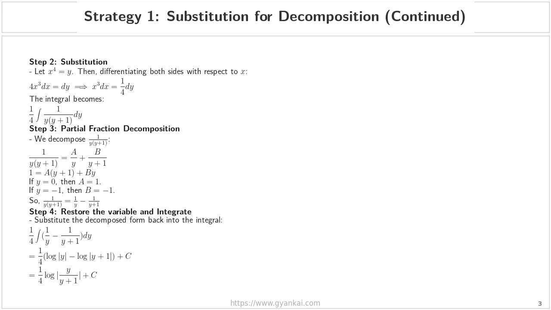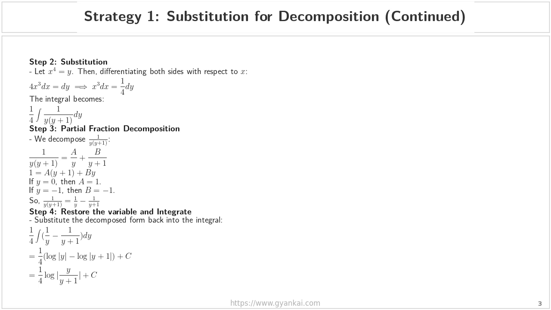Finally, step 4. Restore the variable and integrate. Now that we've decomposed the fraction, we can substitute it back into our integral and integrate. So, we have 1/4 integral of 1 over y minus 1 over y plus 1, with respect to y. The integral of 1 over y is the natural logarithm of the absolute value of y, and the integral of 1 over y plus 1 is the natural logarithm of the absolute value of y plus 1. So, we get 1/4 times the natural logarithm of the absolute value of y minus the natural logarithm of the absolute value of y plus 1, plus the constant of integration.